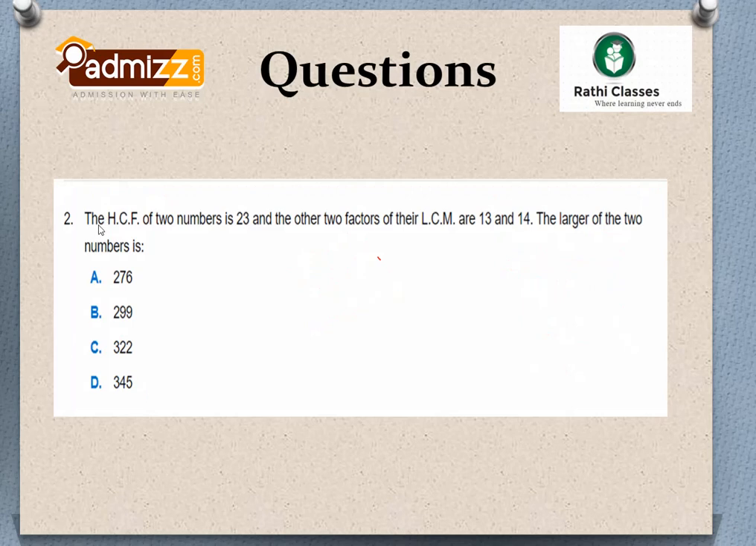In this question, it says the HCF of two numbers is 23 and the other two factors are 13 and 14. The largest of the two numbers is, so what you need to apply is 23 is the HCF, that means the number will be divisible by 23, and in 13 and 14 the larger is 14. So no need to solve again, just do 23 into 14, 3 fours are 12. So the ending unit digit should be 2, and the only option left is C.